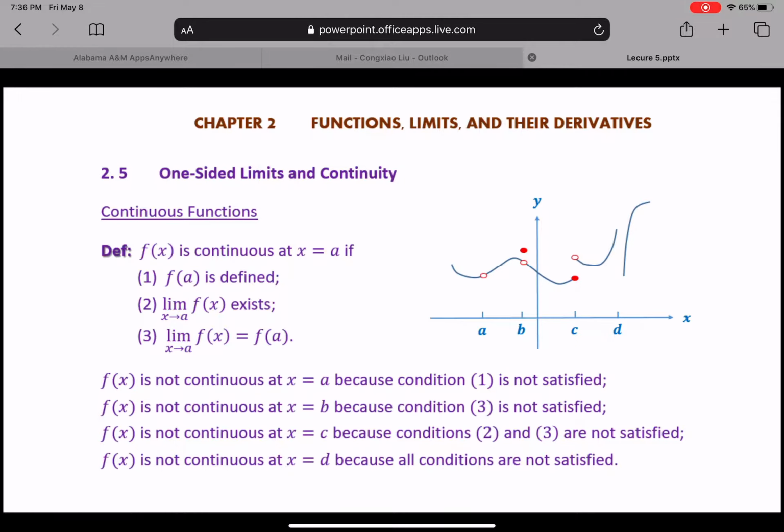Obviously, because of that, condition 3 is also not satisfied. At x equal to d, obviously, we got all the conditions unsatisfied. F of a is not defined. This curve has the asymptote at x equal to d, and the limit does not exist. The 2 curves keep going up or down without bound, and consequently, condition 3 is not satisfied also.